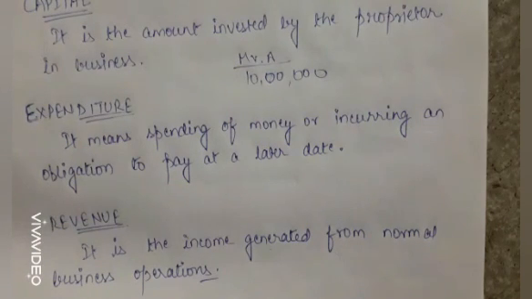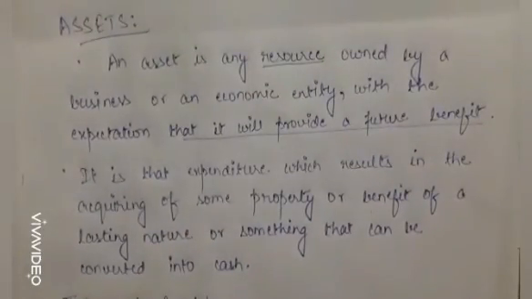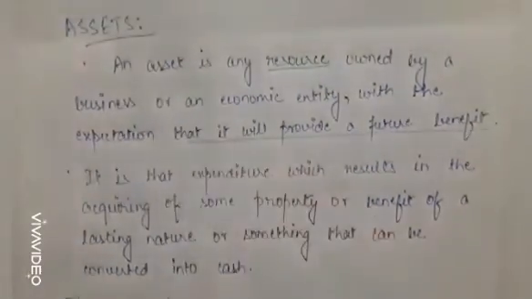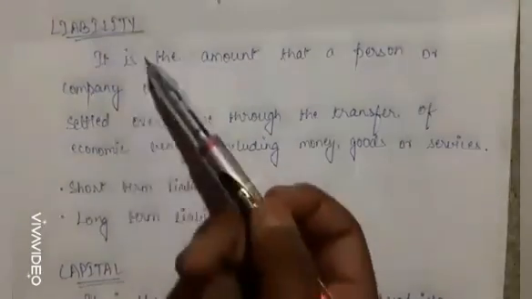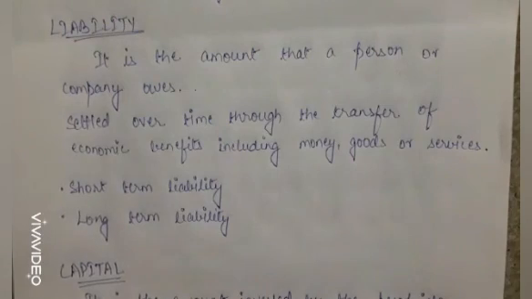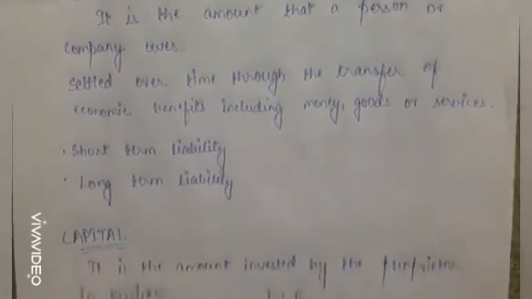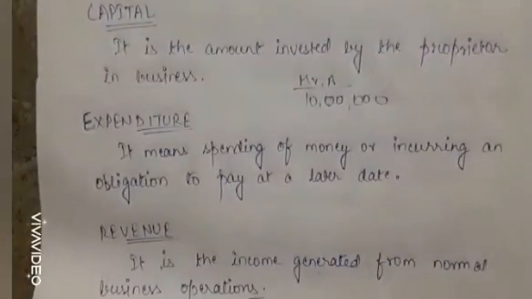Okay, so today we have done about 5 things, and these are of course very important topics that we need to study. One was assets, and we studied the types also. Then we studied liability, then capital, then expenditure, and then the revenue part. Okay, the next video will discuss the basic accounting equation.